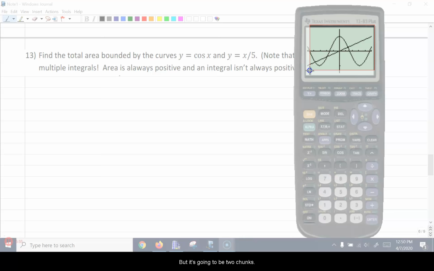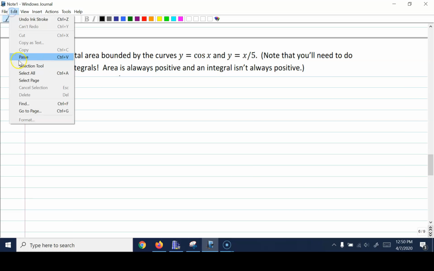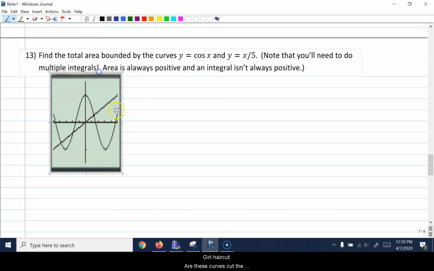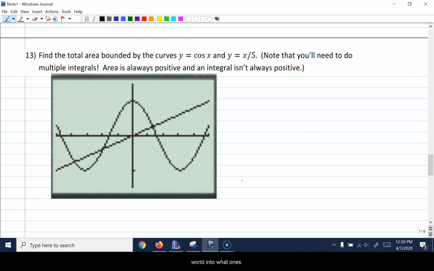So that's going to be 2 chunks. These curves cut the world into, what, 1, 2, 3, 4 parts. We only care, oh, I guess there's this part too. We only care about the bounded ones. The parts that are bounded are this part and this part. We're going to have to do those as separate integrals because which function is on top changes from chunk to chunk. To work this out, what are these 3 points?